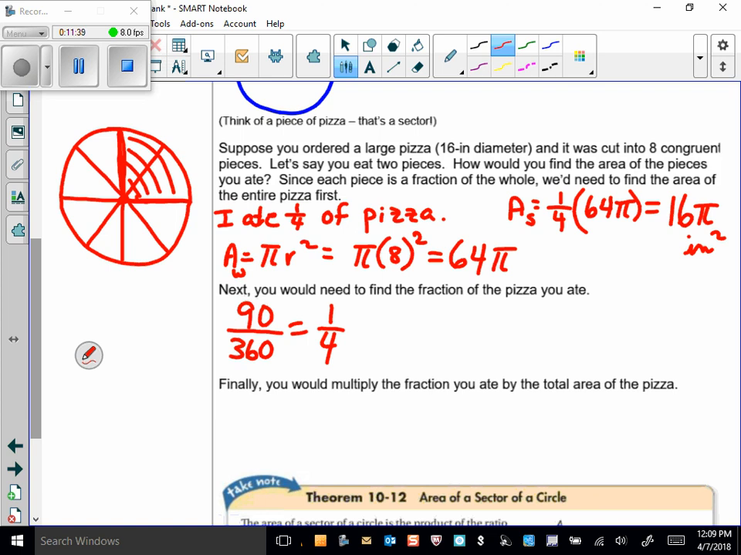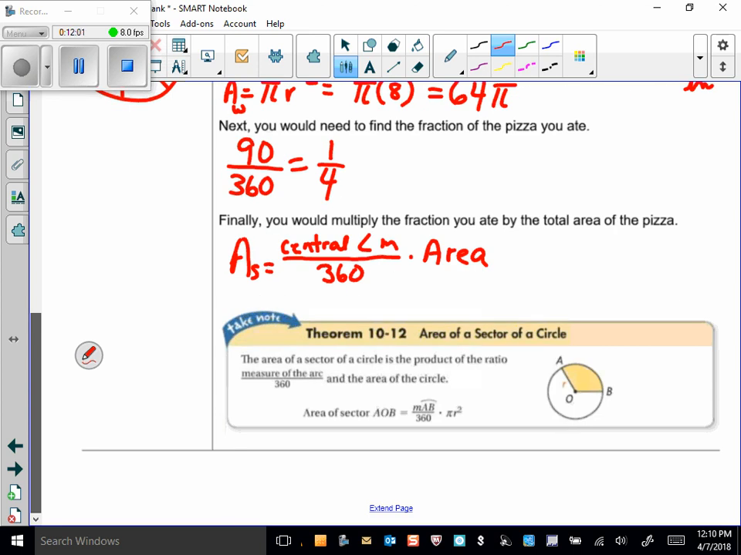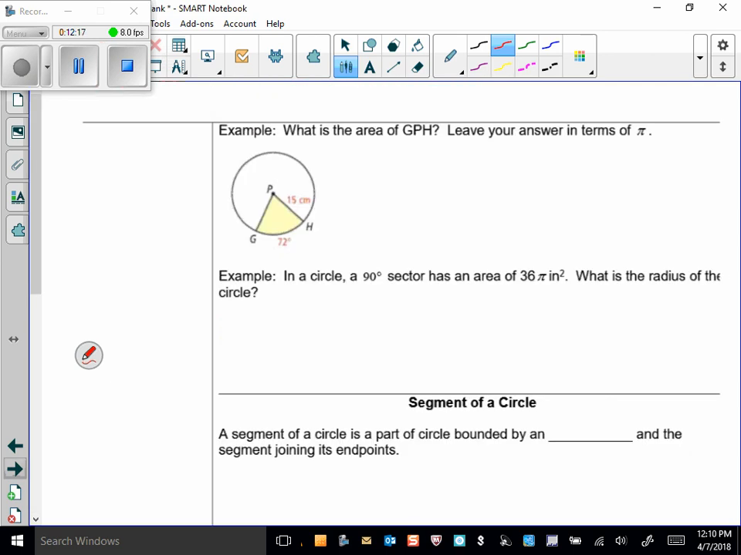And then I already did this part, so the area of the sector is just going to be the fraction, so it'll be the central angle measure divided by 360 times the area. That's how you're going to find the area of a sector, and I believe that's what it says right here in this little theorem 10-12. I take the measure of the arc, which is also the measure of the central angle. Same thing, divide by 360, multiply it by the area of the circle. So here we go. Let's see if we got some examples.